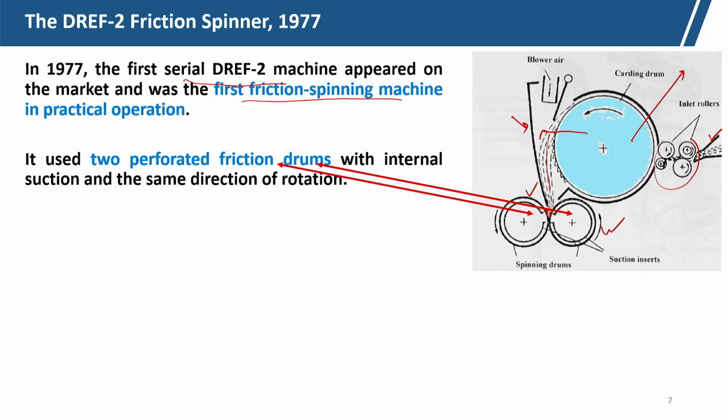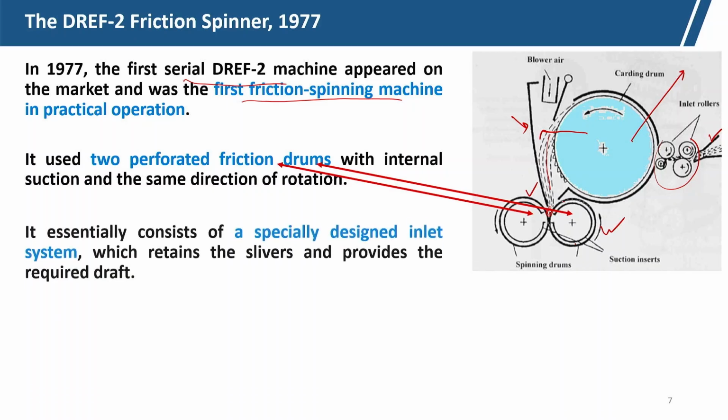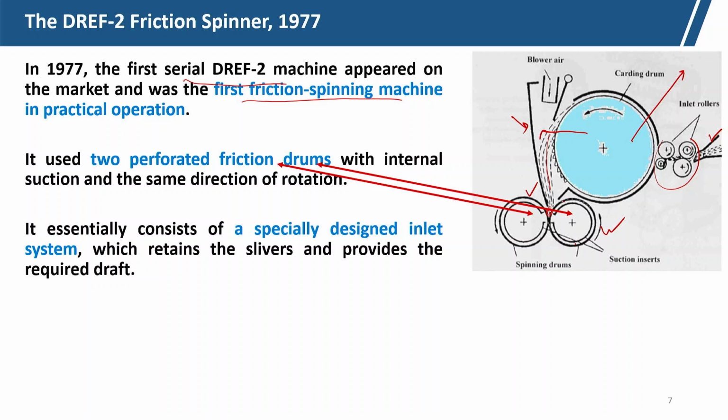So, two perforated friction drums with internal suction system, and they rotate in the same direction. In this picture they are rotating in the anticlockwise direction, so that at the nip point a rolling action takes place which imparts the twist. It essentially consists of a specially designed inlet system which retains the sliver and provides the required draft. Here in the inlet system, as I have mentioned, there will be a certain draft.